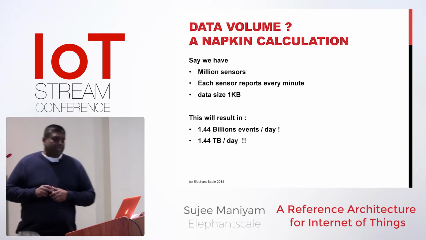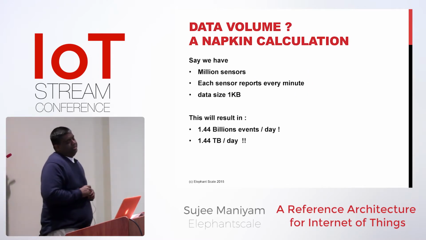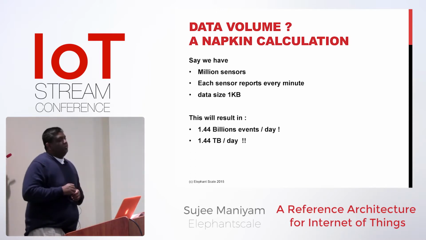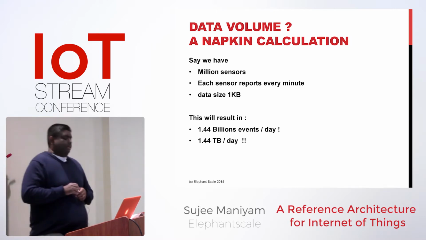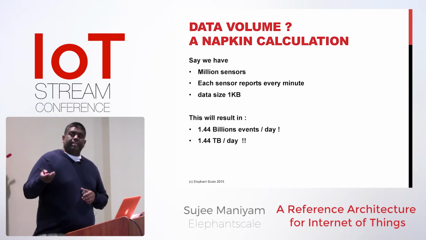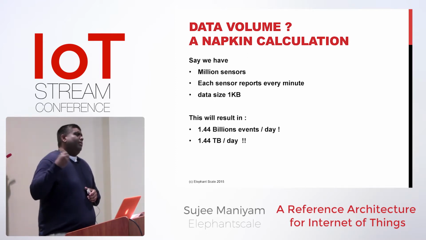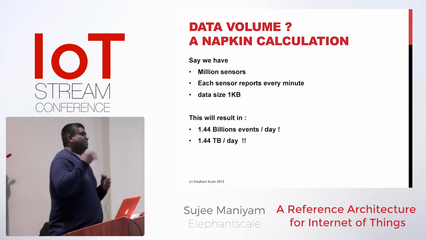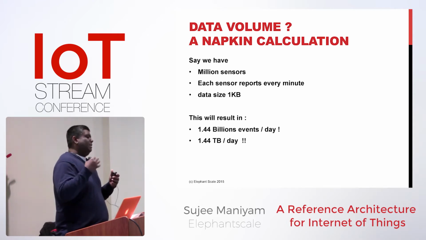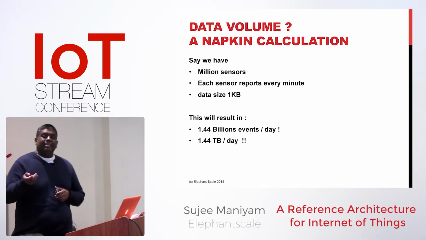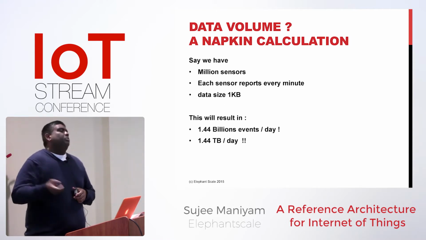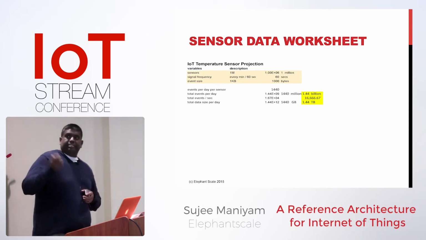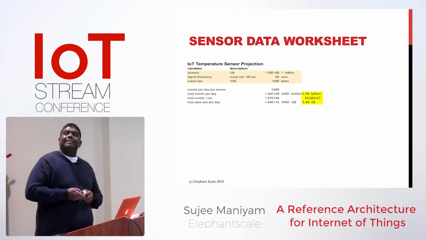Let's talk about how much data we are talking about. Imagine I have 1 million sensors. Each sensor reports every minute, which is not very unusual, and the data packet size is 1K. At the end of the day, you will get about 1+ billion events a day. When I ran these numbers on my little calculator, I thought I was getting some sort of rounding error. Then I went to Excel and tried it out, and yes, this is really correct. You are going to get 1+ billion events a day, and 1+ terabytes of data a day. Just a modest use of sensors. And this is the Excel spreadsheet to prove it. I'm not making this up.